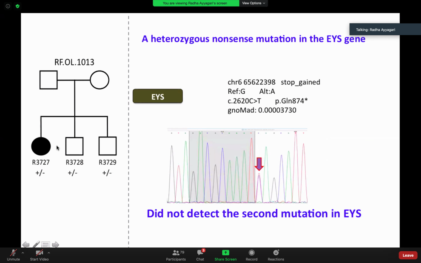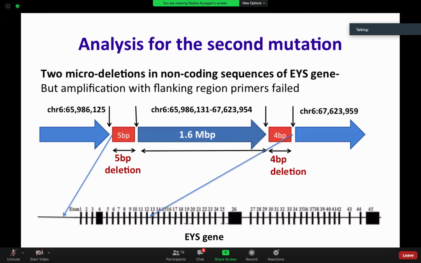Here is another interesting pedigree we studied, with one single affected individual. When we performed whole genome analysis, we identified a mutation in the gene EYS, which is once again a known inherited retinal dystrophy gene. This mutation is a nonsense mutation in the heterozygous state, so it will result in loss of EYS. However, it's not sufficient to cause disease. So we looked for a second mutation in this gene, and we did not find any other mutations. At that point, we collaborated with Illumina to further analyze this data, and we observed two 5-base pair microdeletions.